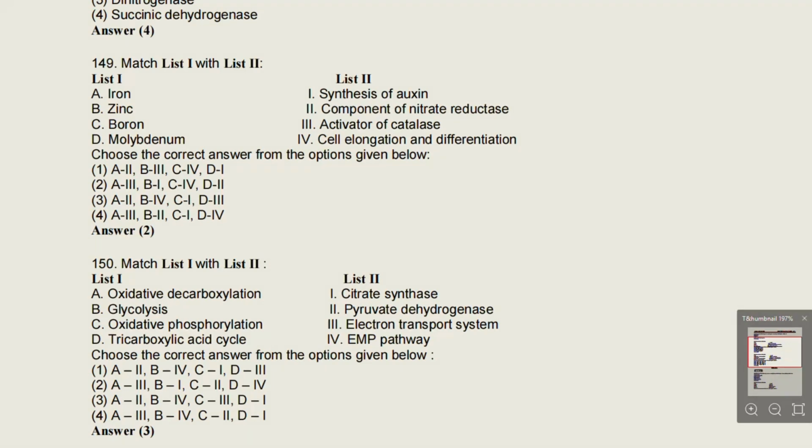So the last question of botany is, match list 1 with list 2. A is oxidative decarboxylation is to pyruvate dehydrogenase. B is glycolysis is to EMP pathway. So C is oxidative phosphorylation is to electron transport system. So D is tricarboxylic acid cycle is to citrate synthesis. So the answer is option 3. A is for 2, B is for 4, C is for 3 and D is for first. So this question is taken from Unit 3 Cell Structures and Functions, Chapter 8 Cell, the Unit of Life.